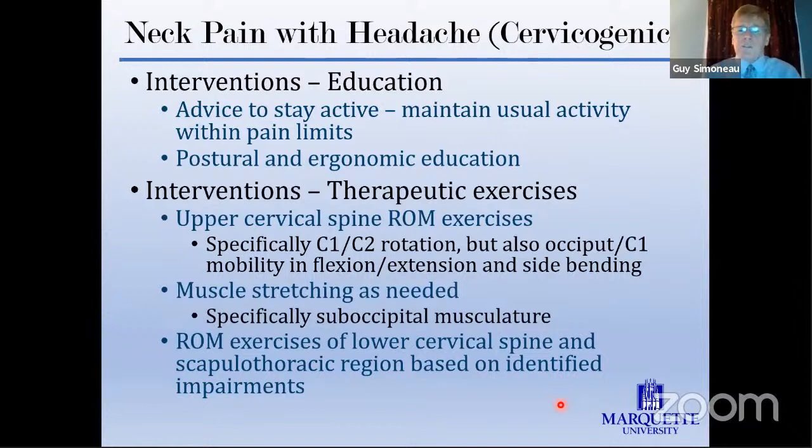Then for your therapeutic exercise, again, the primary focus should be on the upper cervical spine, trying to return range of motion to the best of our ability. And this should be complemented by additional exercise to the lower cervical spine and the scapulothoracic musculature as needed, based on your identification of impairments.